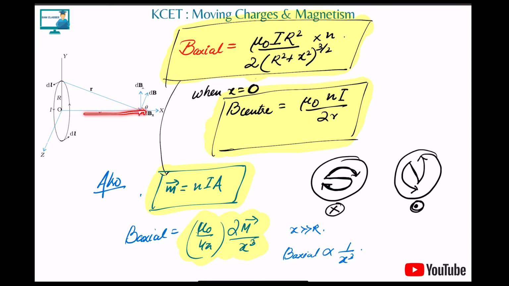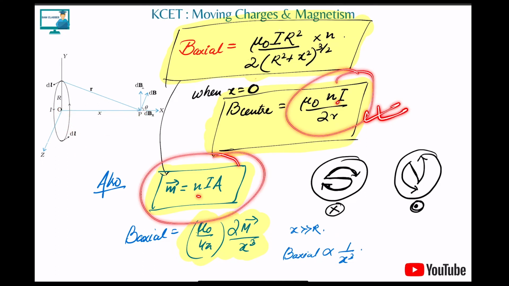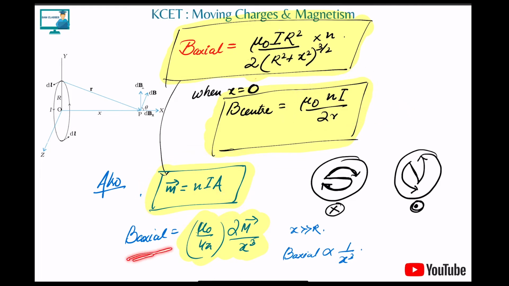Instead of this, just bring this point here, at x equal to 0. So what will happen? Mu naught N I by 2r. Now we know magnetic moment is equal to what? N I A.